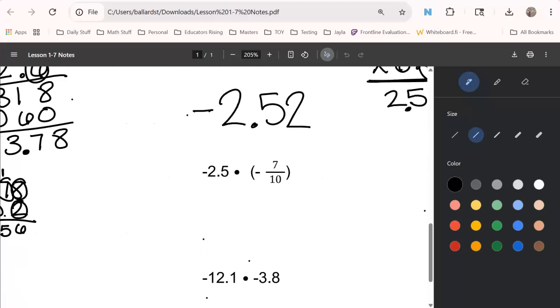Okay, let's do another one. So we have negative 2.5 times negative 7/10. Well, the first thing I should do is change that 7/10 into a decimal. And we do that by dividing.